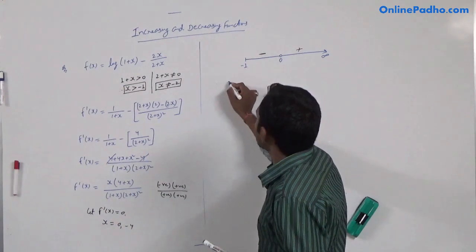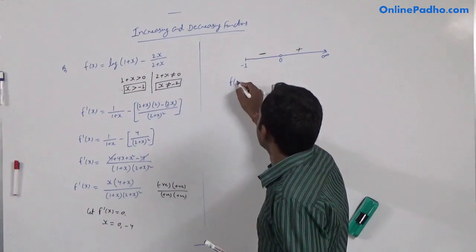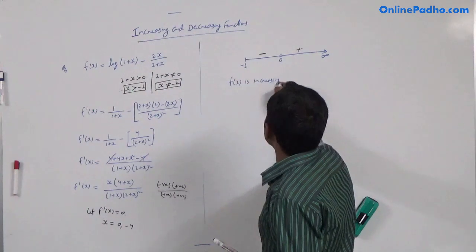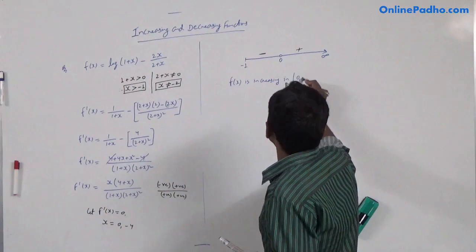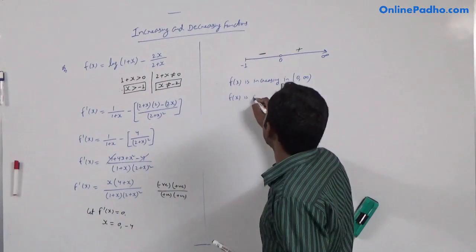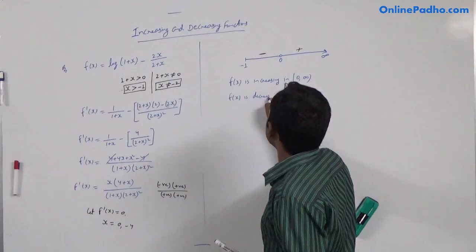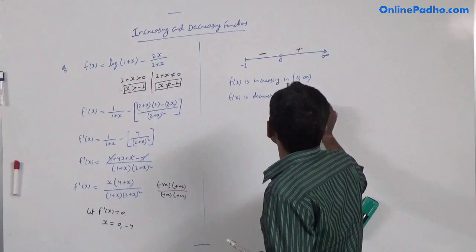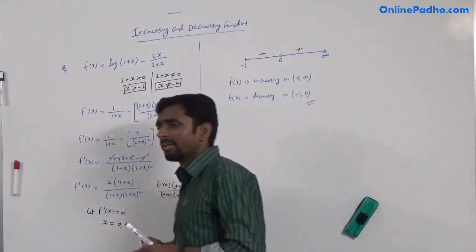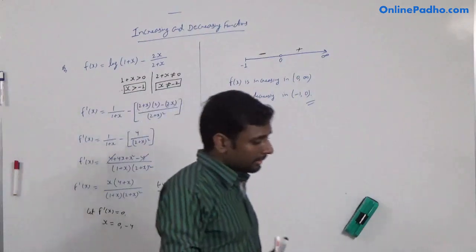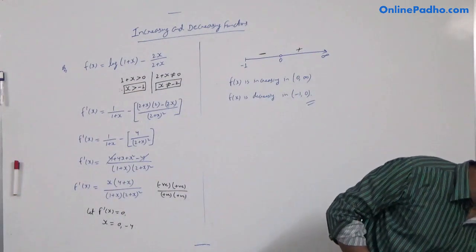So therefore we can say that f(x) is increasing in the interval 0 to infinity and f(x) is decreasing in the interval -1 to 0. This is the answer. By this way, we can find the interval in which the function is increasing or decreasing. Let us see one more question of trigonometric function.